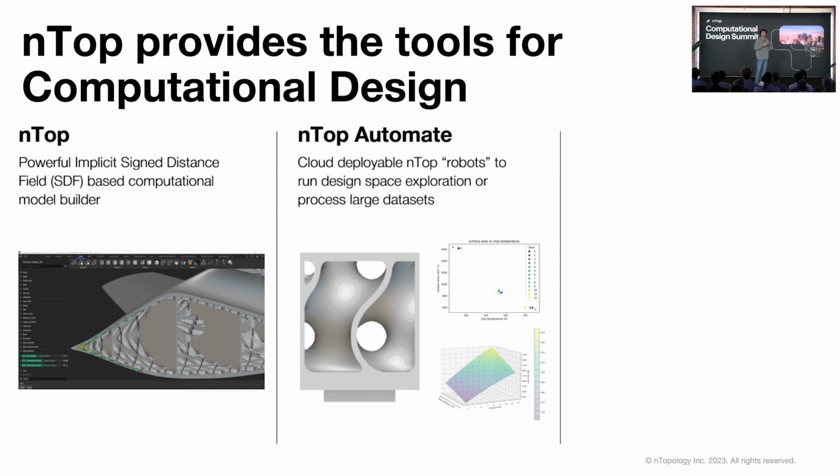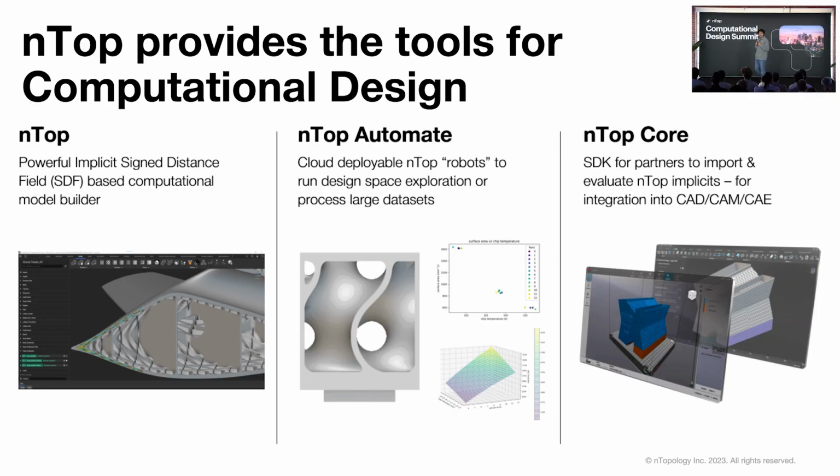So they can process and run massive amounts of nTop models in the cloud or locally to explore and produce the different variations on a design that you can learn from and then iterate on. And lastly, we have nTop Core, which is critical for our partners, right? Because we've produced these new models that are orders of magnitude more complex than traditional models that are defined implicitly as signed distance fields. nTop Core allows our partners to integrate those implicits directly, so you don't need to mesh.